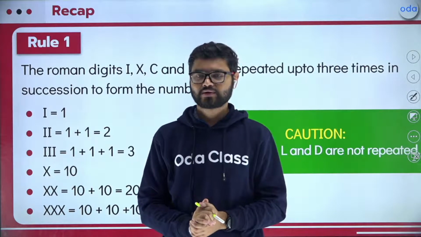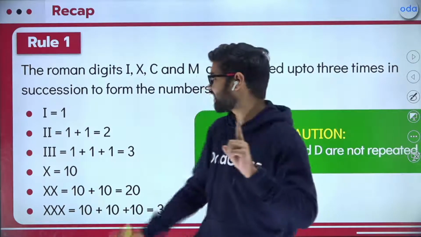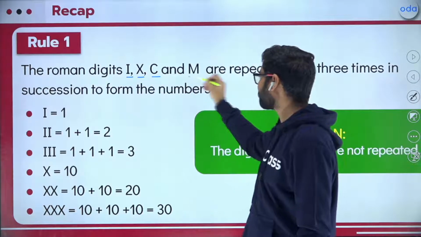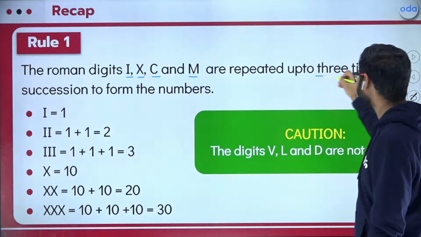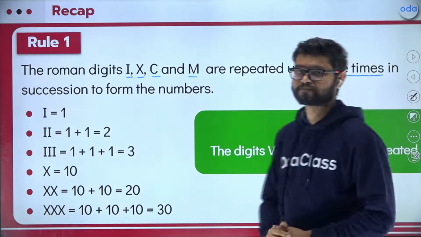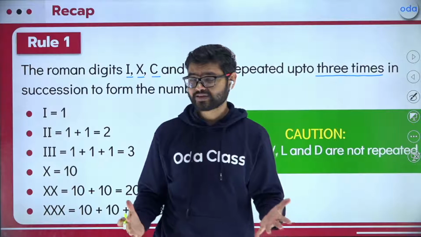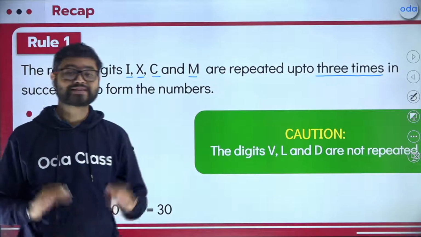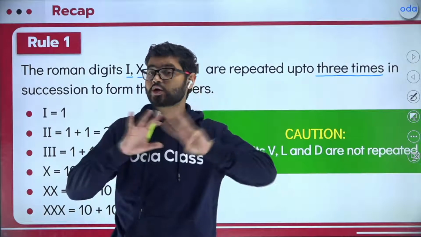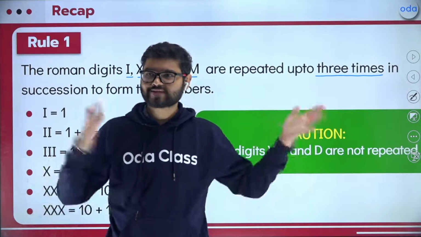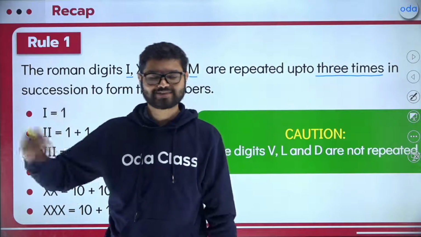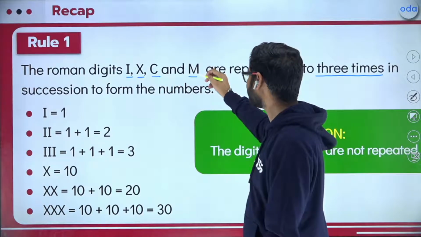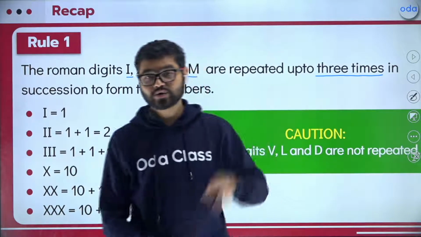Any number, right? So the rule number one, which we have learned already: the digits I, X, C, and M are repeated up to three times in succession. We have seven symbols, but only I, X, C, and M can repeat, and that too for a maximum of three times only, not more than that. Otherwise, it will be the same problem, writing the same thing again and again, right? So yes, we can do that. I, X, C, and M can be repeated, only three times.